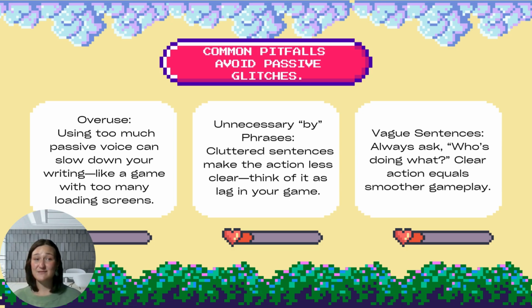Vague sentences. Always ask yourself, who is doing what? A clear action will equal smoother gameplay. Pro tip, right? If a sentence sounds vague, try flipping it to the active voice.